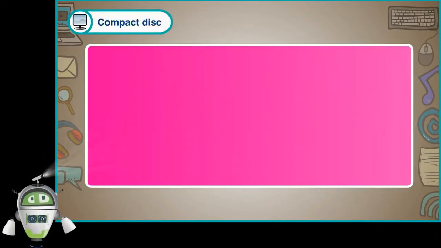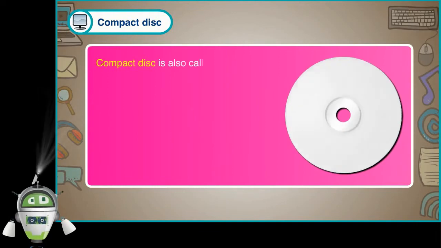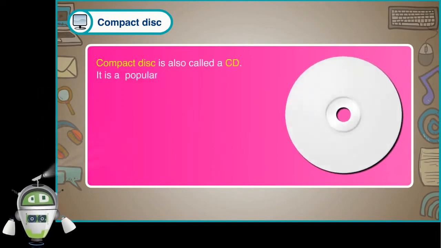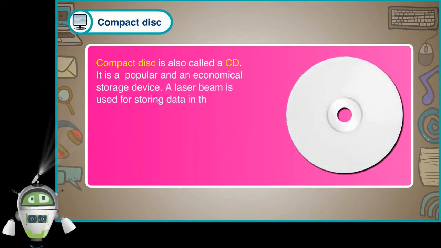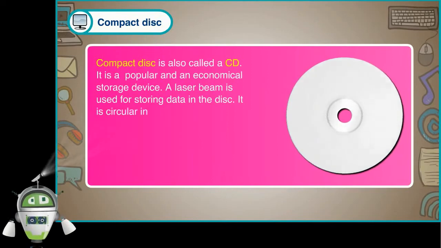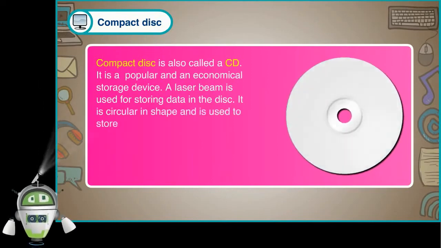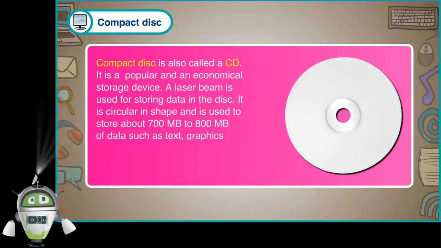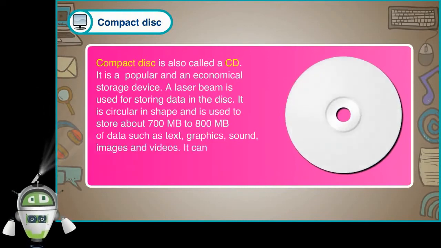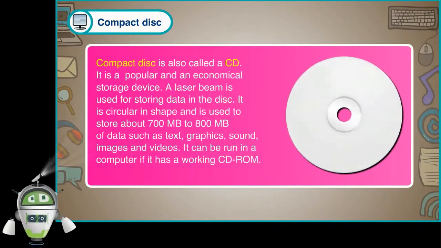Compact disc. Compact disc is also called a CD. It is a popular and an economical storage device. A laser beam is used for storing data in the disk. It is circular in shape and is used to store about 700 MB to 800 MB of data such as text, graphics, sound, images, and videos. It can be run in a computer if it has a working CD-ROM.